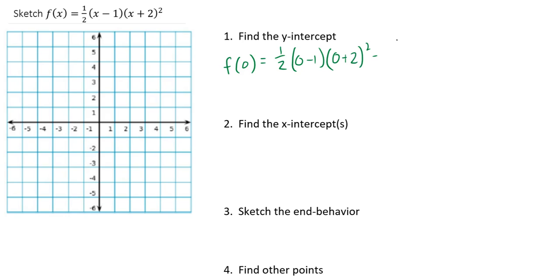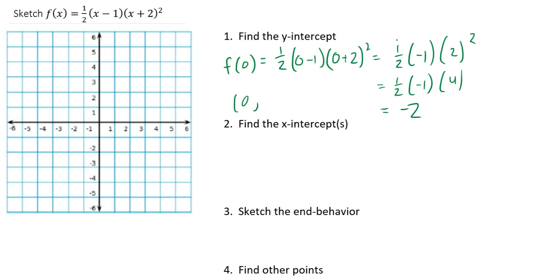It looks like I get 1/2 times negative 1 times 2 squared. So that's 1/2 times negative 1 times 4. If I multiply those together, I get negative 2. My y-intercept is at negative 2.